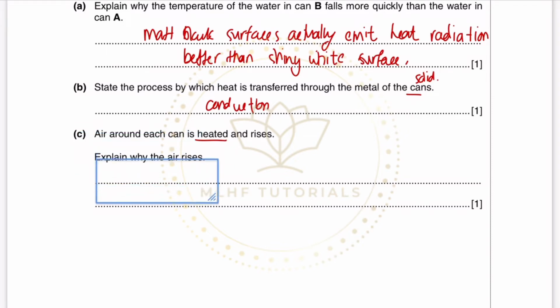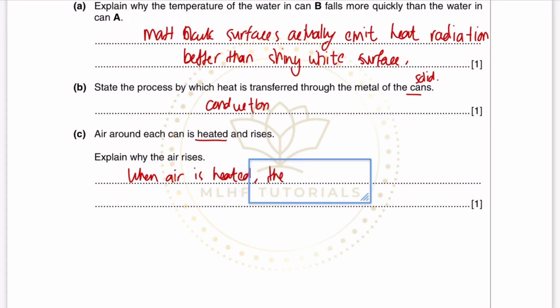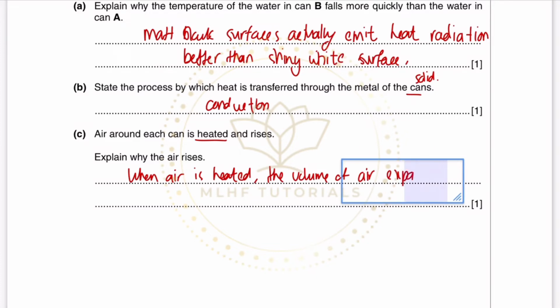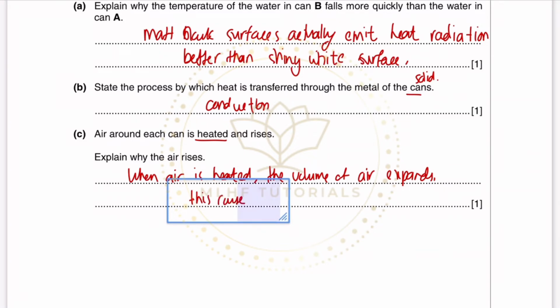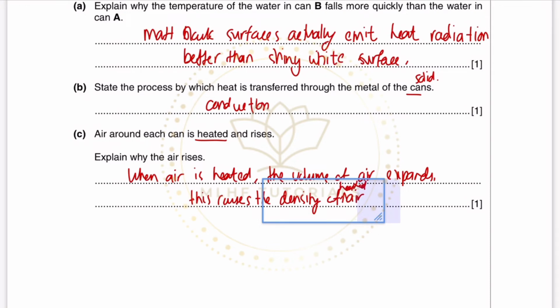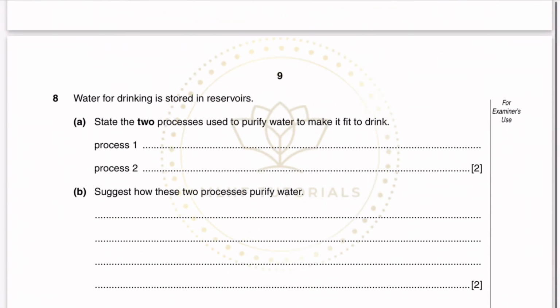When air is heated, the volume of air expands. This causes the density of air or of heated air to decrease. Thus, the heated air rises. Okay, next.